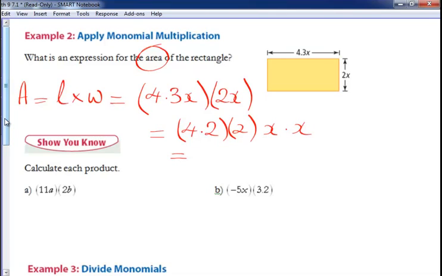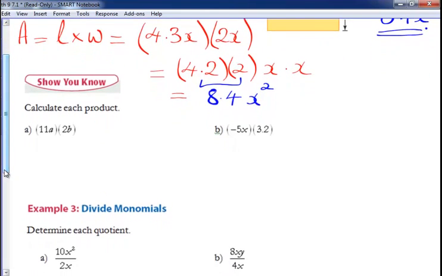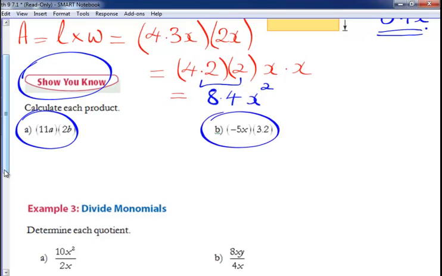So, can we use mental math to work out 2 times 4.2? Well, 2 times 4 is 8, 2 times 0.2 is 0.4, and that gives us 8.4x squared. So an expression for the area here is just the single term 8.4x squared. All right, why don't you go through now, and you can pause the tape and have a go at these two here. So do this one and this one here. Pause the tape and then start it up again in a moment.